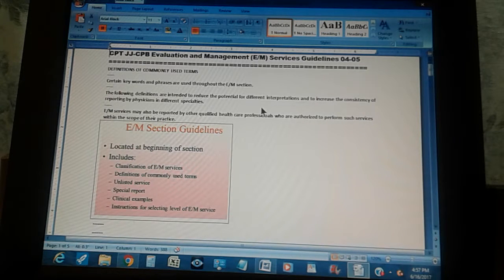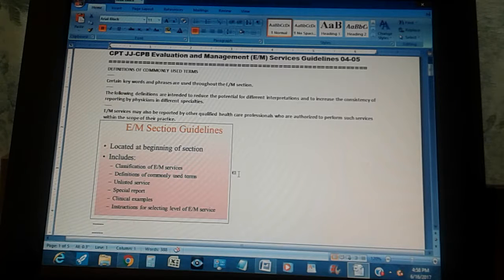Right. So this is kind of a standard. That's why they're saying there might be a lot of physicians, but they all use the same language, right? E&M services may also be reported by other qualified healthcare professionals who are authorized to perform such services within the scope of their practice. Not only physicians, but other healthcare providers too, right?